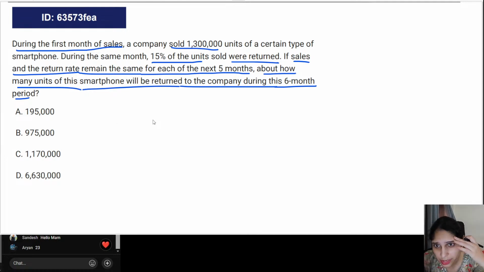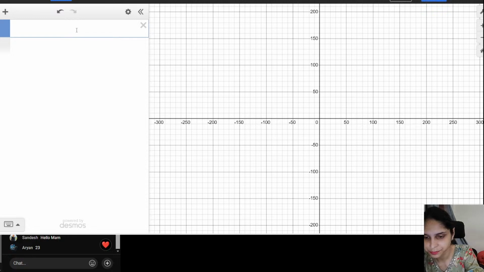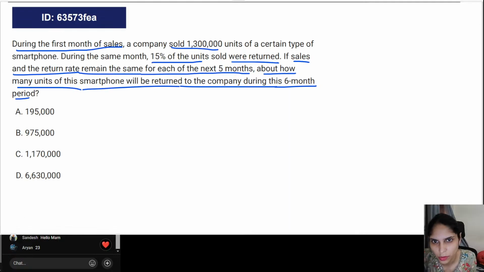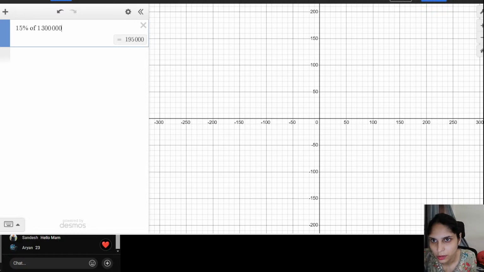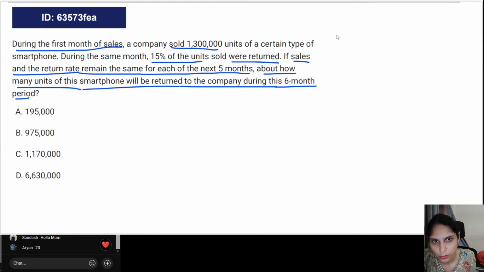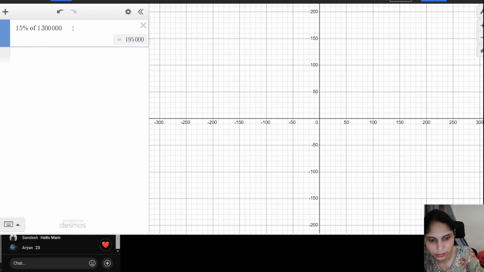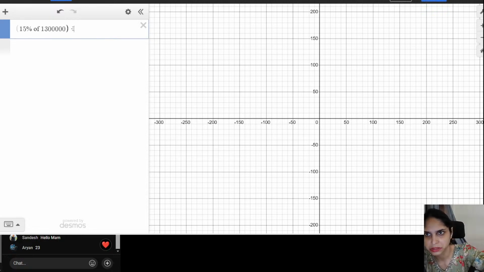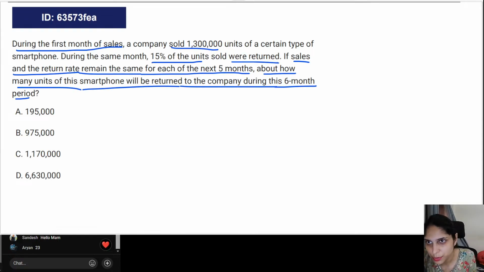Because your sales and return rate remain the same, that means it is linear. So what we have to do first, we have to find 15% of 1,300,000. That's 195,000. That's for 1 month. Oh, that's too much. And now you have to multiply this number with 6.